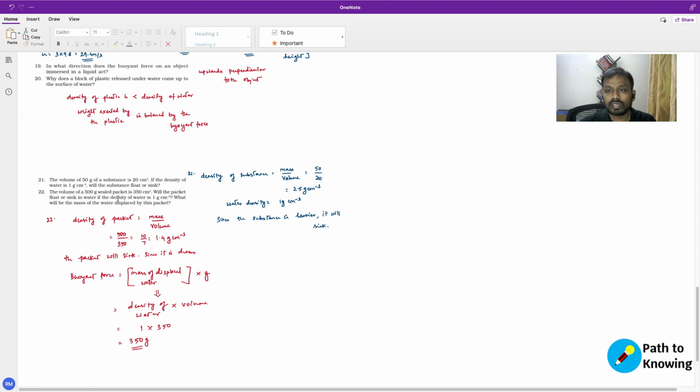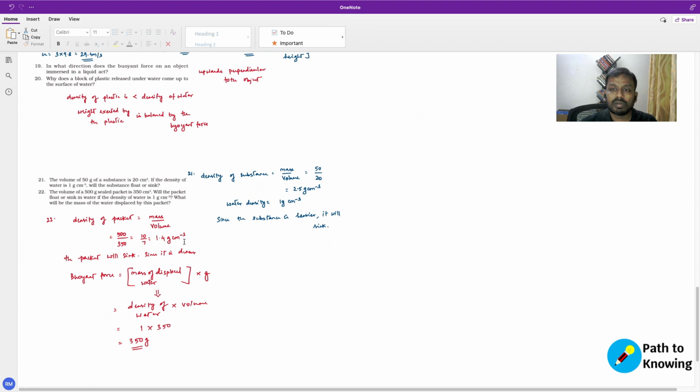For this we need to find out the density of the sealed packet. If the density of the sealed packet is more than 1 gram per centimeter cube, it means it will sink. So we know that the density of the packet is equal to mass over volume. The mass is 500 grams and the volume is 350 centimeter cube. So it is 500 over 350, which is equal to 1.5 grams per centimeter cube, which is more than the density of water. So it will sink. The sealed packet will sink.